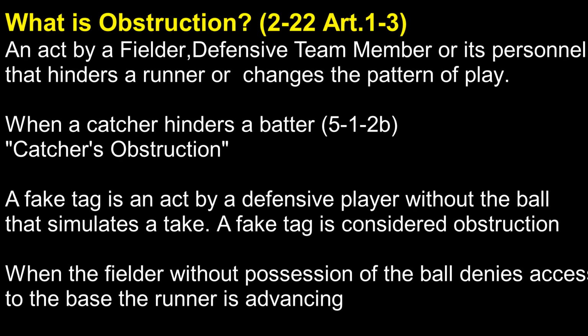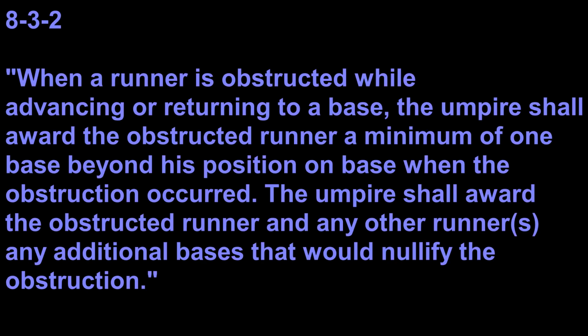Here is an excerpt from the definition of obstruction in the Federation Rulebook. These actions may qualify as obstruction but are not limited to such. It is important to note that these actions deal with playing and non-playing members of the defensive team. An obstructed runner is awarded at least one base from the last legally touched base. An umpire may award additional bases as well as award other runners bases that would nullify the obstruction. This would be a delayed dead ball enforcement, and bases would be awarded when all playing action ceases.